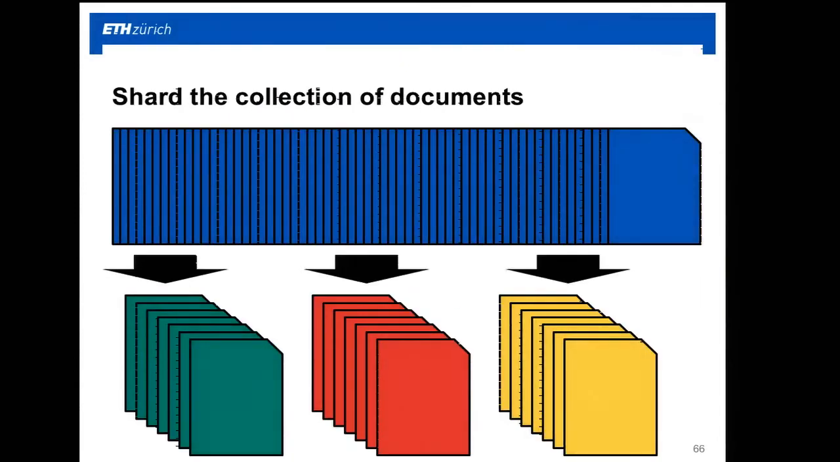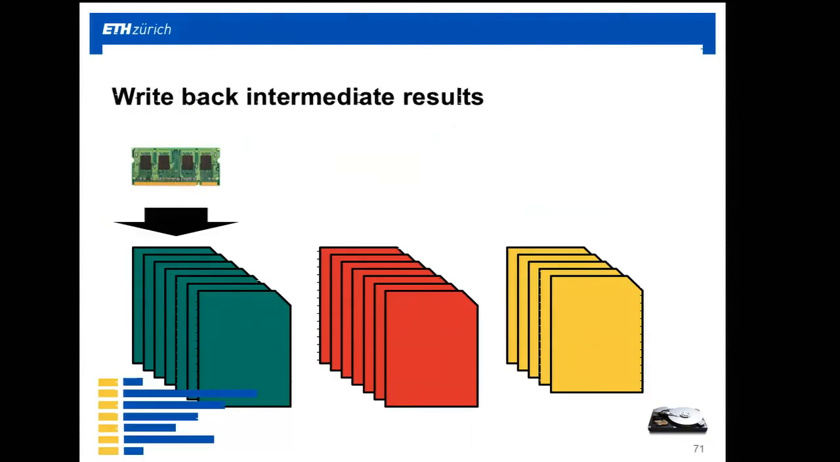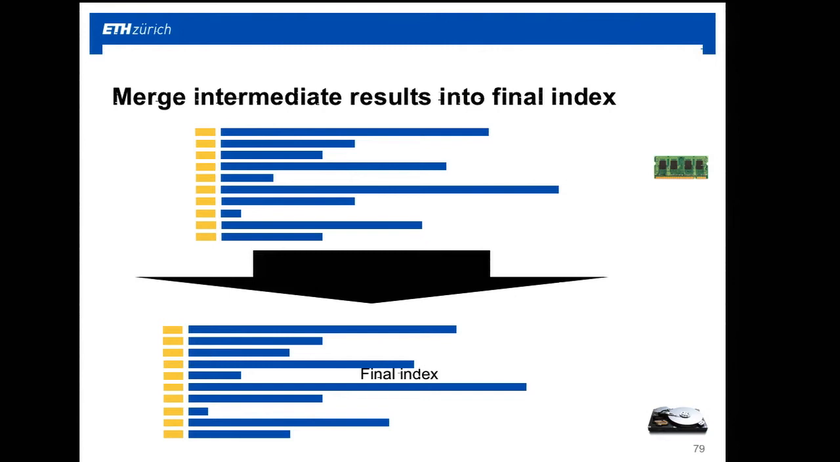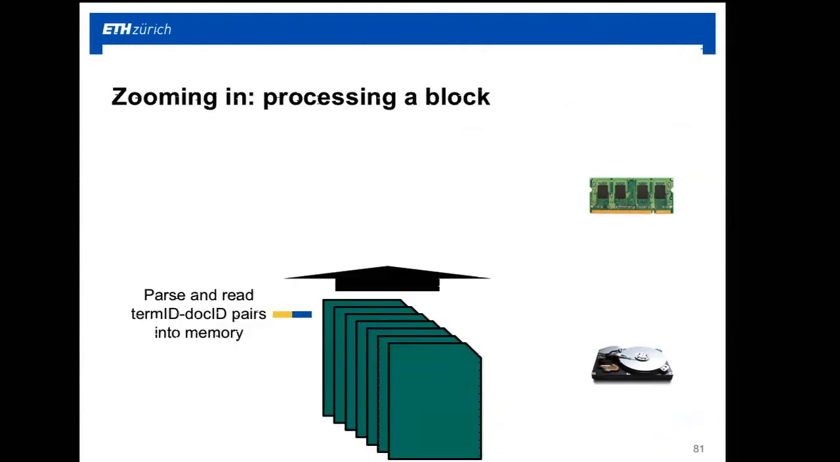This is what I told you. We shard the collection of documents into smaller digestible chunks in such a way that each one of these chunks can be done in memory, right? So we process them, we write back to memory, and that's it. And then we sort and merge back to the disk, right? So this is what we already saw.